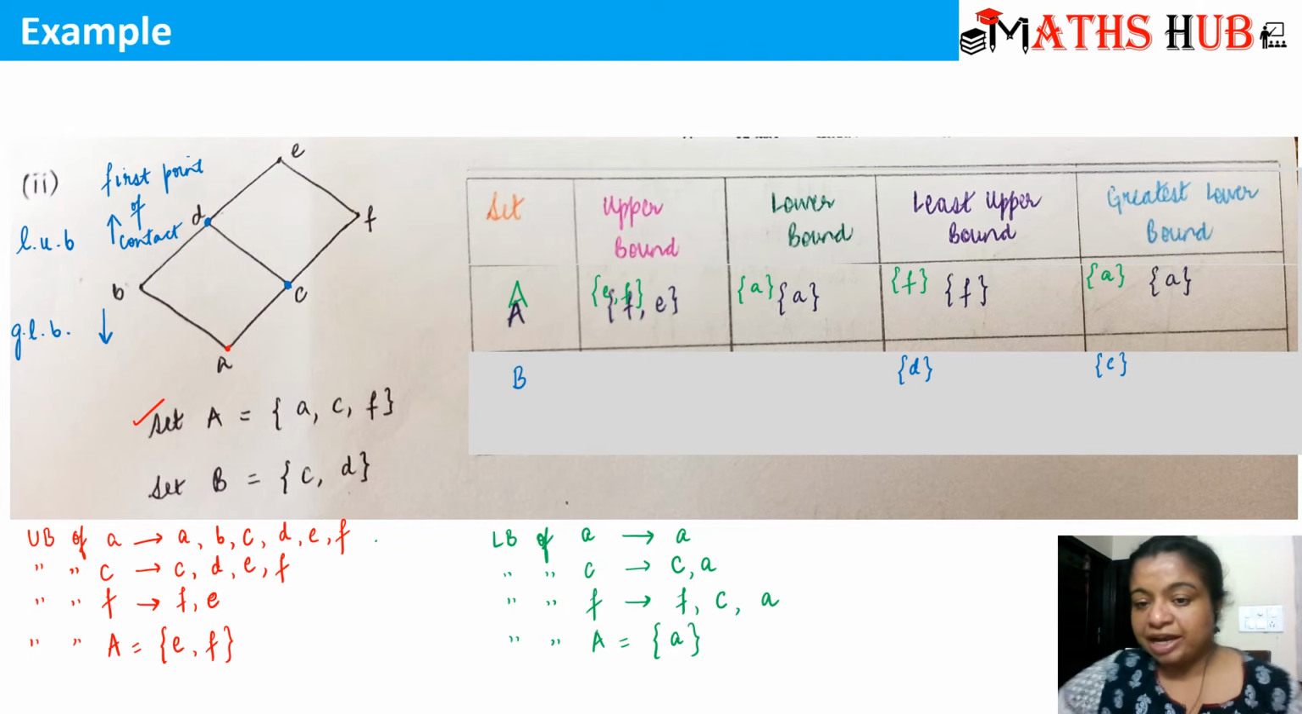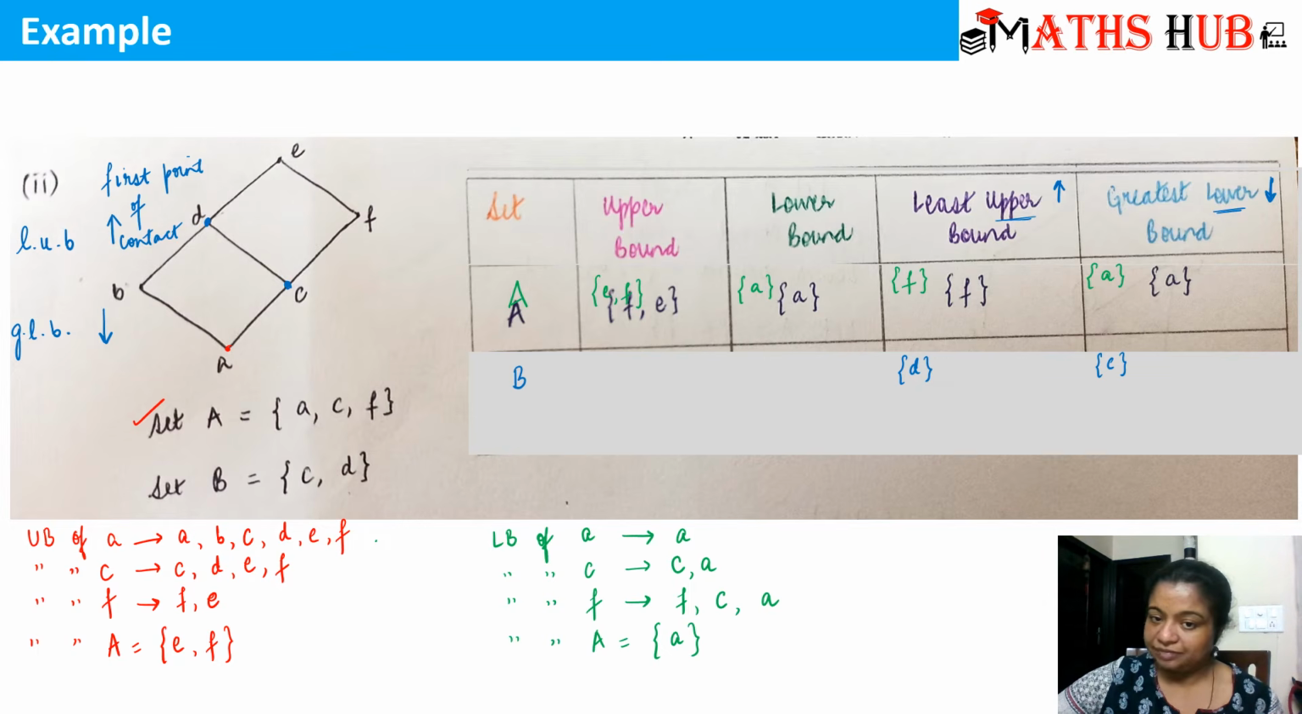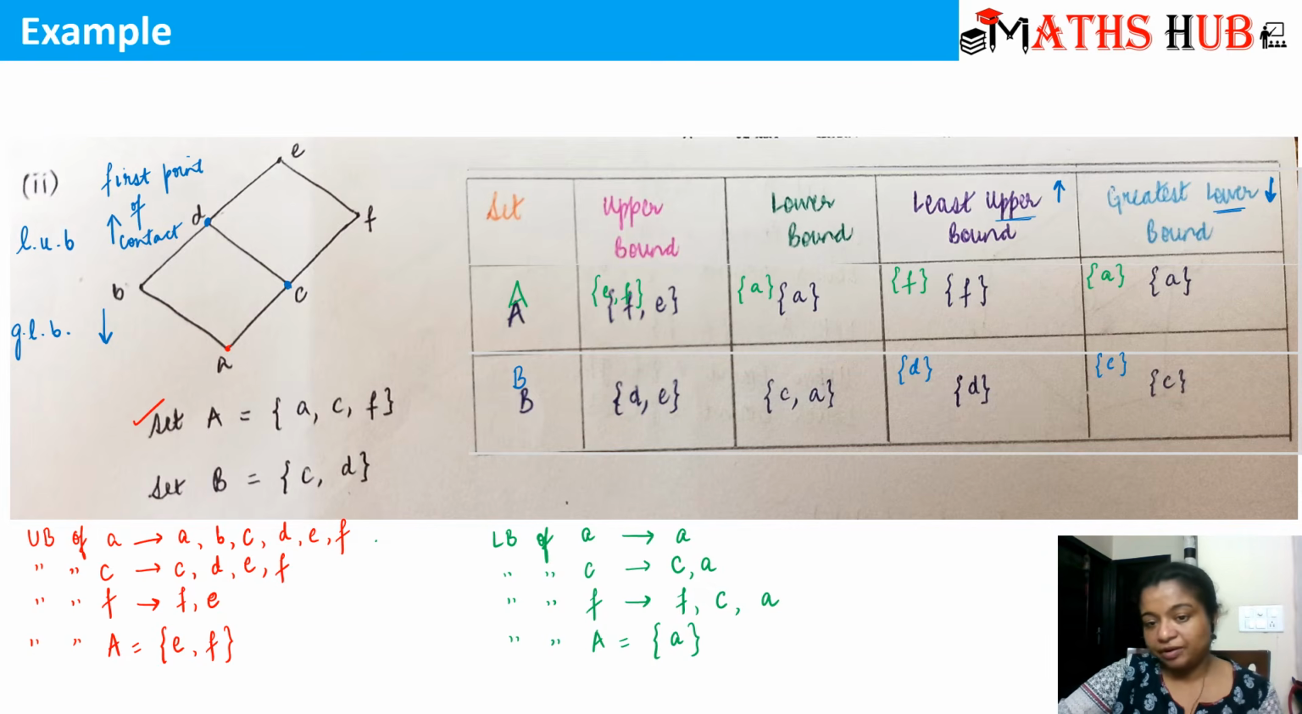So again, I'm repeating, whenever we have to calculate the least upper bound, go in the upward direction and select the first point of contact. And when we are calculating the greatest lower bound, go in the downward direction and find the first point of contact. Right? If you calculate the upper bounds and lower bounds and then select the least upper bound and the greatest lower bound, you'll get the same answer. If you do not calculate the upper bounds and the lower bounds and you directly calculate the least upper bound and greatest lower bound by this method, then also it will give you the same answer. Right? So you can try set B with the long method and check your answers.